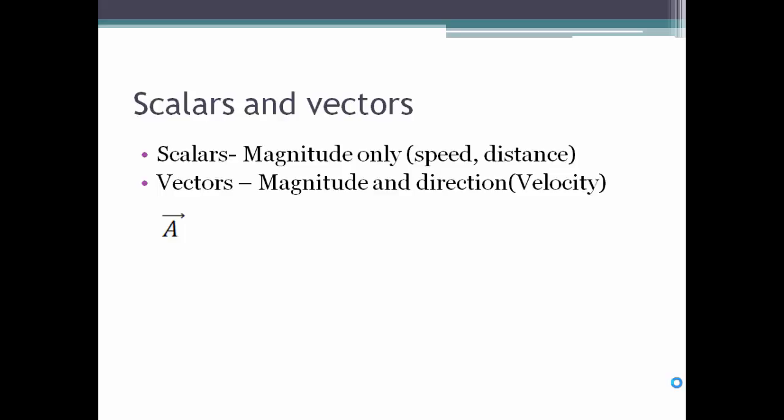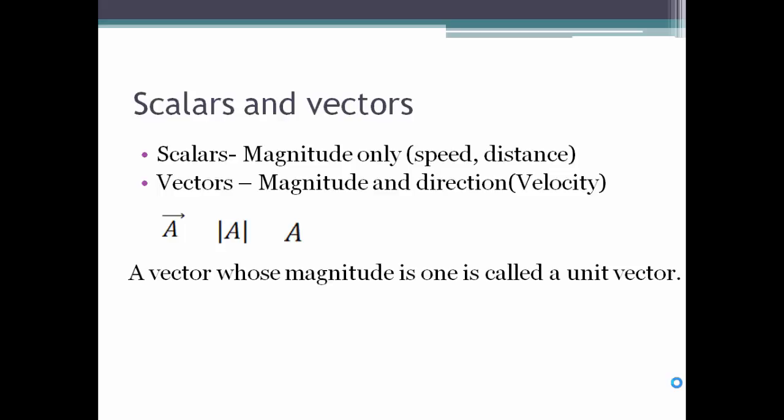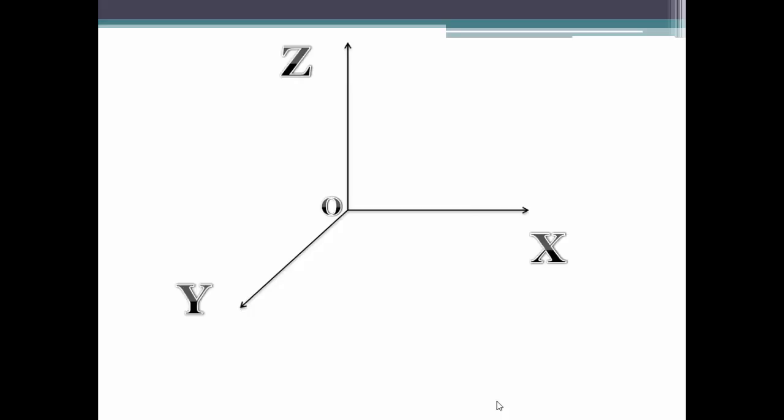Magnitude of the vector is represented by this, or you can simply write the vector without the arrow sign. A vector whose magnitude is 1 is called a unit vector. It is represented as A cap equals A bar upon A magnitude. For 3 dimensions, starting from origin, unit vectors along x, y and z axis are denoted by i cap, j cap and k cap.